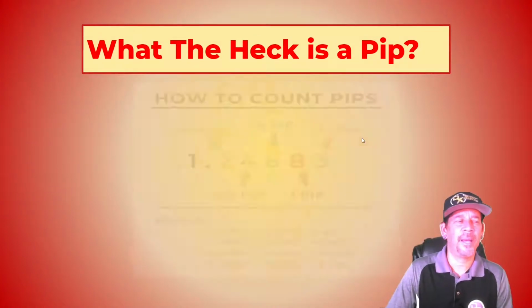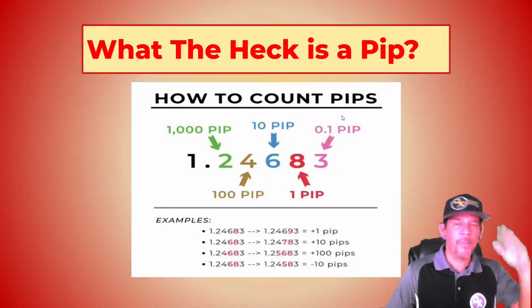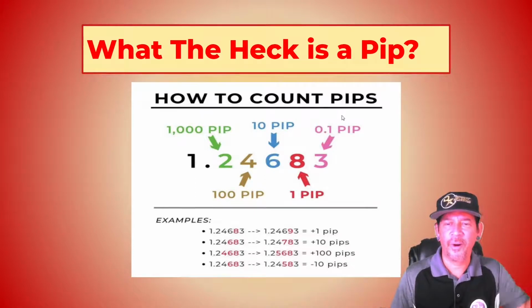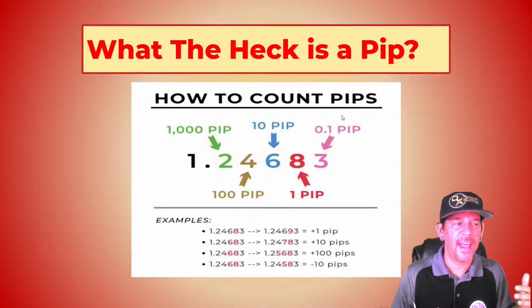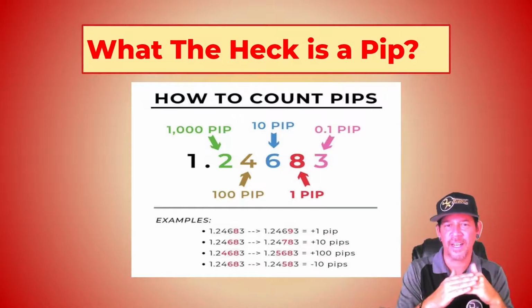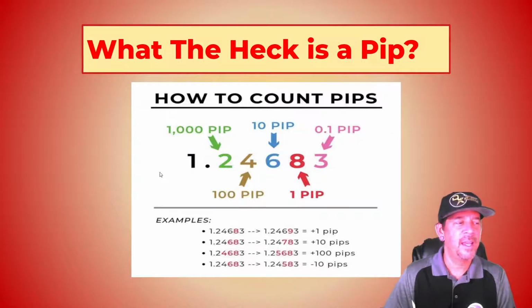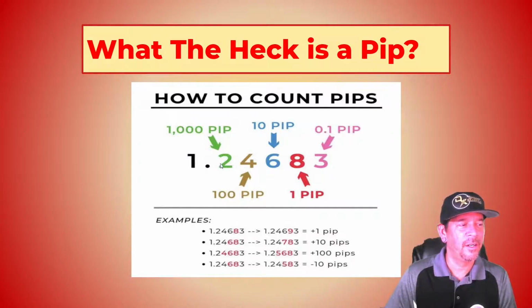So what the heck is a pip? Let's look at a pip. Now, how do you count a pip? Well, remember we told you in the prior video that when trading Forex, it's two currency pairs and there's an exchange rate. So look at this as the exchange rate, because that's basically what it is. This would stand for $1, and then it breaks down into cents, but it breaks down into micro cents.